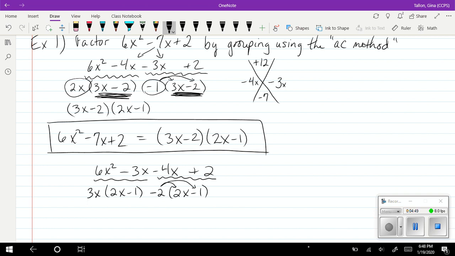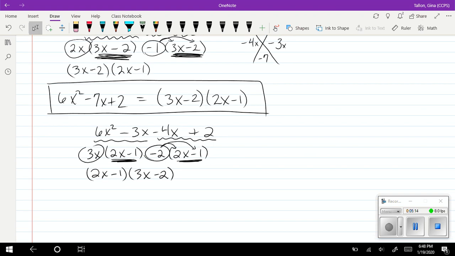Negative 2 times 2x does indeed give you negative 4x, and negative 2 times a negative 1 does indeed give you a positive 2. I now have a 2x minus 1 common. Factor out a 2x minus 1, and the other factor that you're going to get is going to be comprised of the coefficients on those two factors that we pulled out, and we end up with 3x minus 2 here. That's the same exact answer as I had originally.